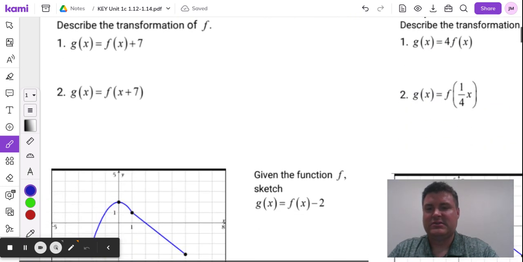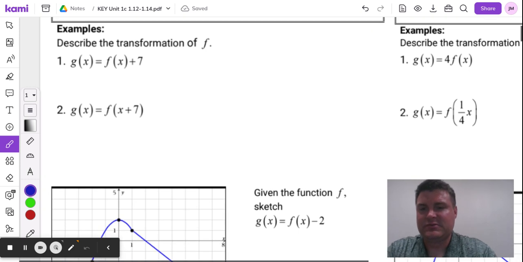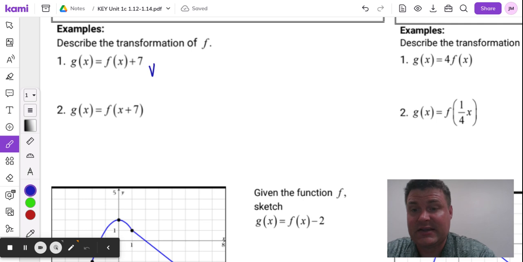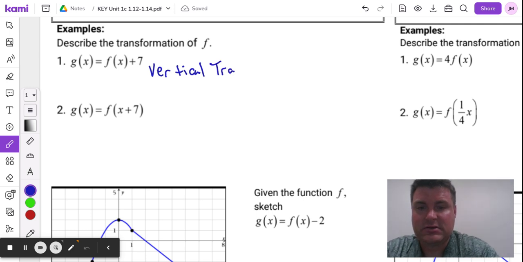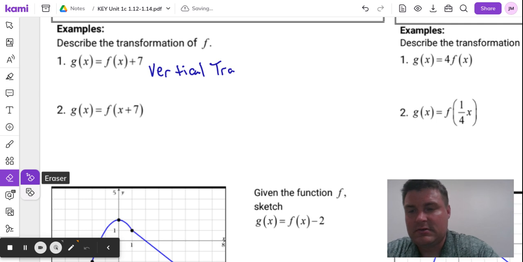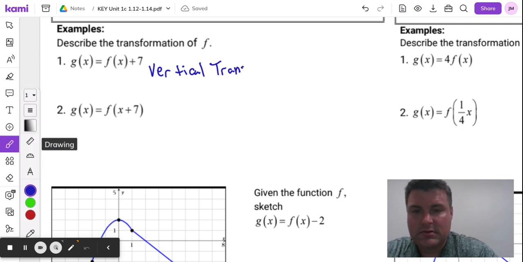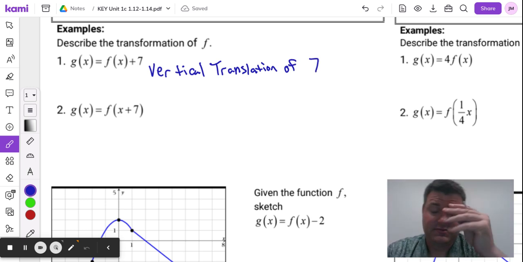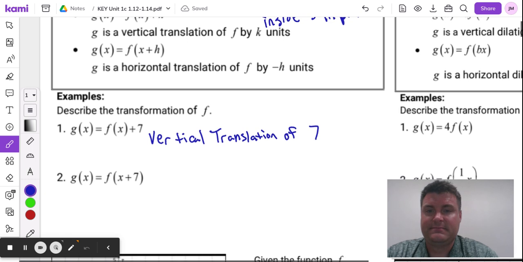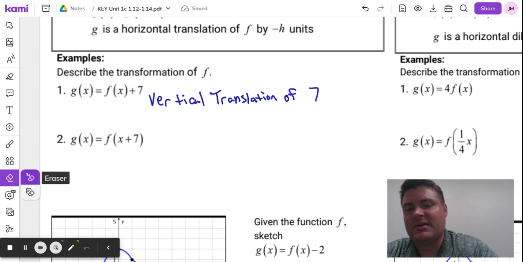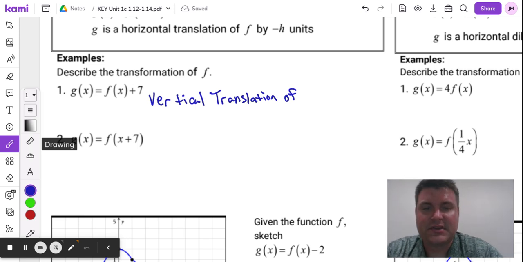All right. So let's go ahead and describe this transformation of f of x for the first one. We have to state it as a vertical translation of 7. Okay. Vertical translation of f by 7 units. I'll be consistent with what the notes say up here.